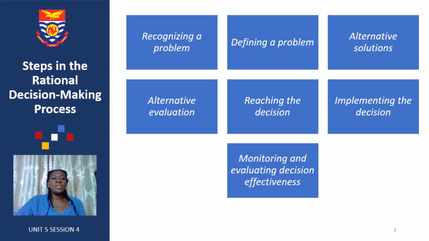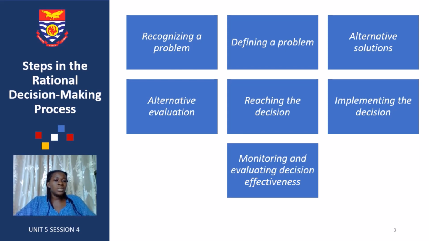Once you've been able to recognize the problem, we need to define the problem. What is the problem in this office today? What is happening in this organization? Once you've found out the problem, maybe there's a conflict between A and B over some money issue, then we need to find alternative solutions. So what can we do to solve this problem? Maybe we could do this, maybe we could do that, maybe we could do this instead.